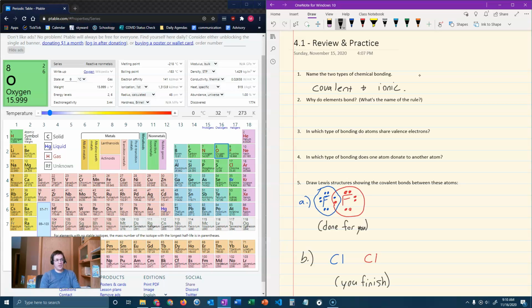Why do elements bond? What's the name of the rule? There was a reason why chemical atoms bond to other atoms. Again, if you need to look in your notes, go ahead and pause the video again in 3, 2, 1.